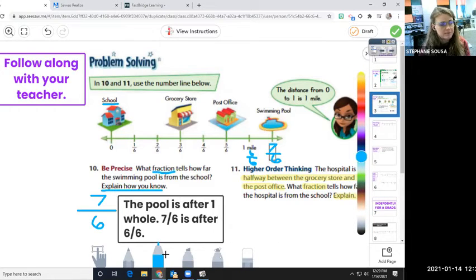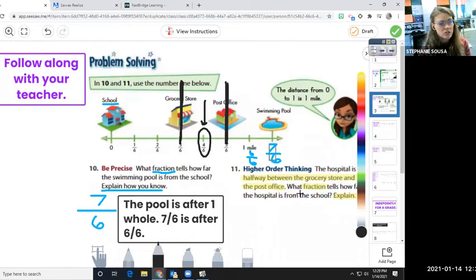Get a pen ready. I'm going to change it to black so that I can see it easily. It says halfway between the grocery store and the post office. I'm going to make a big line where the grocery store is, and a big line where the post office is. We know that when we split something in half, we have to cut it in the middle. What is in the middle of the grocery store and the post office? Boom. 4/6. That's right in the middle, or in half, of the grocery store and the post office.